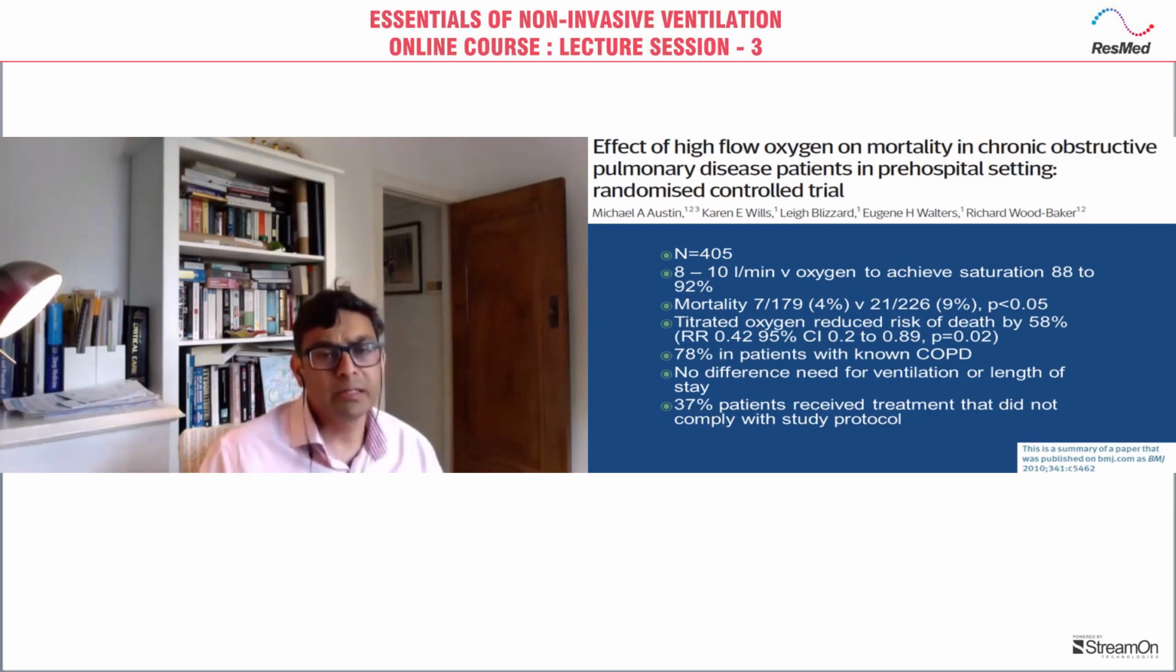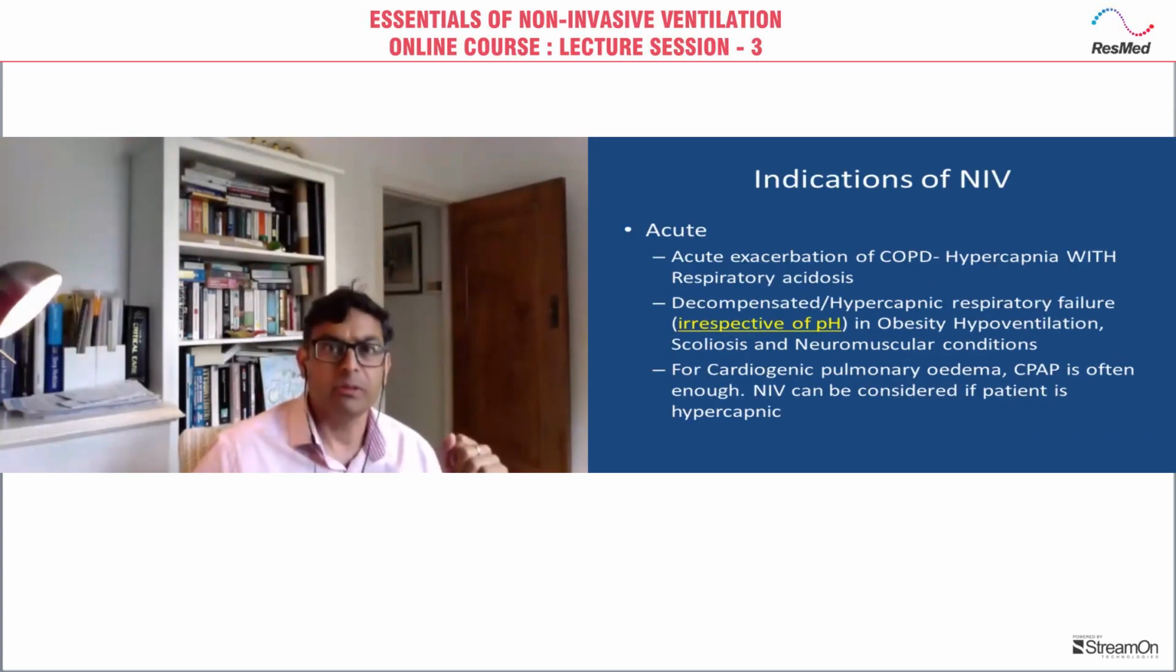Now, before we go any further, I just wanted to highlight something. This is an Australian study where they looked at 400 patients, and in Australia, patients have to travel a long distance to reach hospital. They randomized patients to either controlled oxygen or not controlled oxygen during their journey to hospital. What they demonstrated is that, particularly in patients with COPD, controlled titrated oxygen significantly reduced the risk of death by 58%. So it's really important that although we talk about NIV, even before we think of NIV, use of controlled oxygen, particularly in COPD, is important.